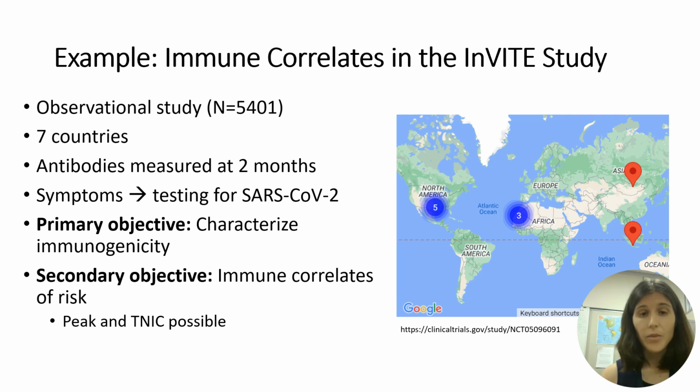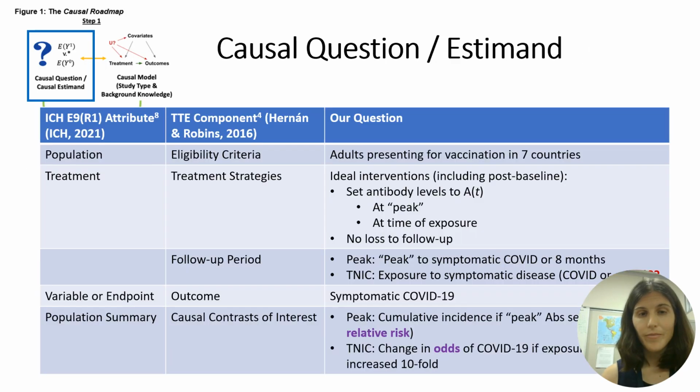The primary objective was to characterize immunogenicity of these various vaccines in different settings. And a secondary objective is to evaluate immune correlates of risk in these globally diverse populations. But both the peak and test negative designs are possible in this context.